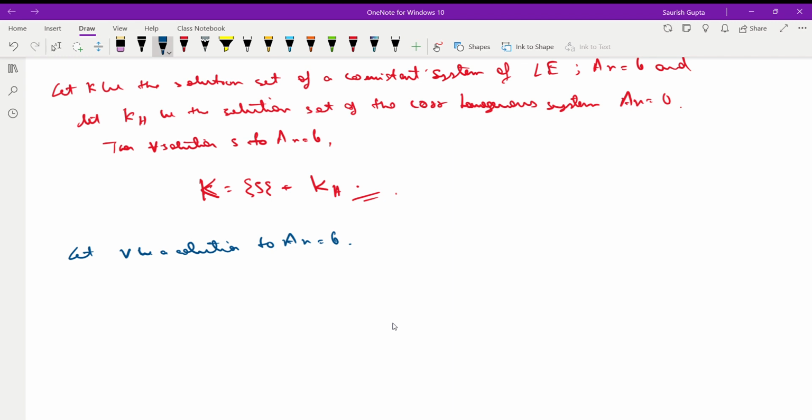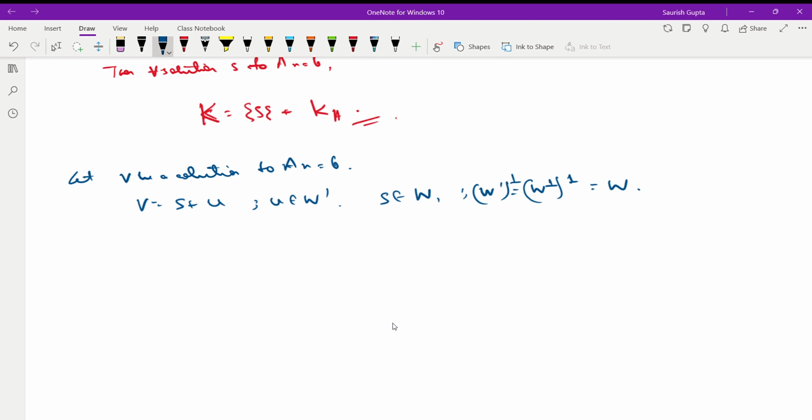Now let V be a solution to Ax equals B. Then again we can write V as S plus U, where U comes from W dash. But then, you can easily observe that since S comes from W and W dash is W perp, so U is perpendicular to S, right?